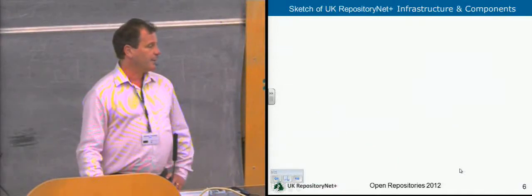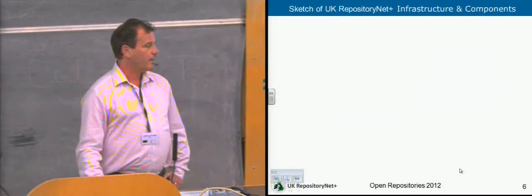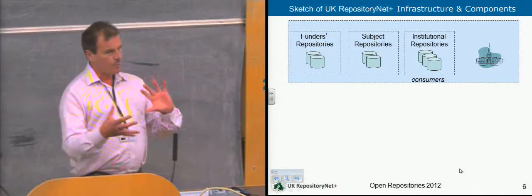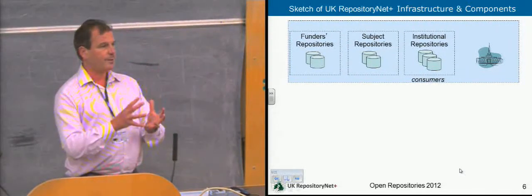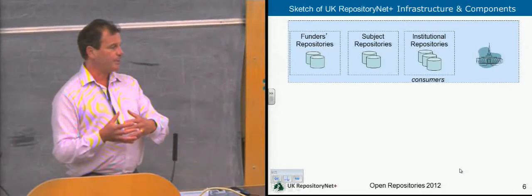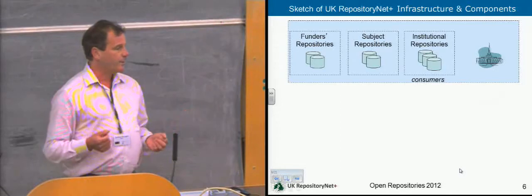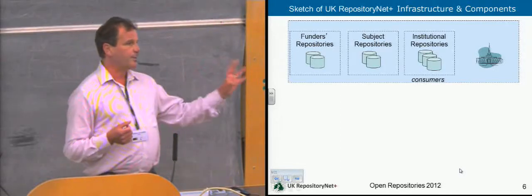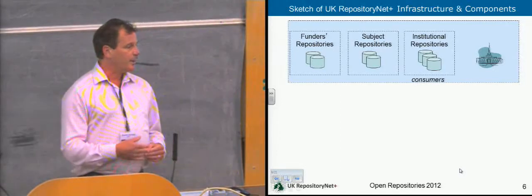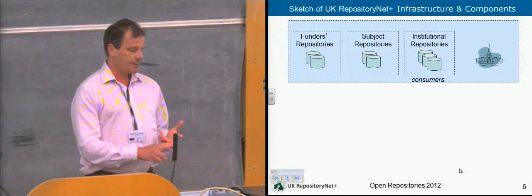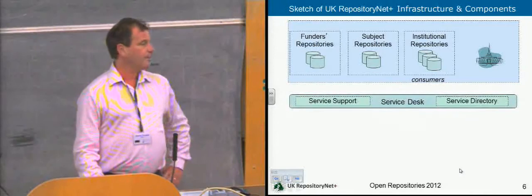And what that gave us was an idea of what this could look like. As we gradually honed down that catalogue to create the Wave 1 and Wave 2 components, we were able to construct a kind of triple tier architecture, and this is what RepNet actually is. So the top tier is obviously our clients, who are the funder repositories, subject repositories, and institutional repositories, and then we kind of sit in the middle.